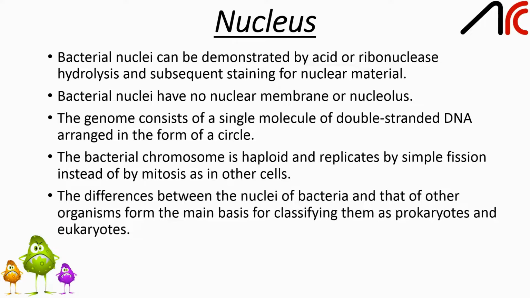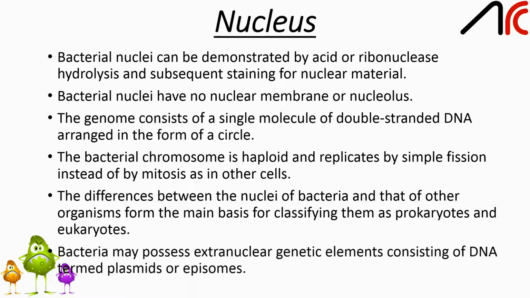The difference between nuclei of bacteria and that of other organisms forms the main basis for classifying them as prokaryotes and eukaryotes. Bacteria may possess extranuclear genetic elements consisting of DNA. These cytoplasmic carriers of genetic information are termed plasmids or episomes.